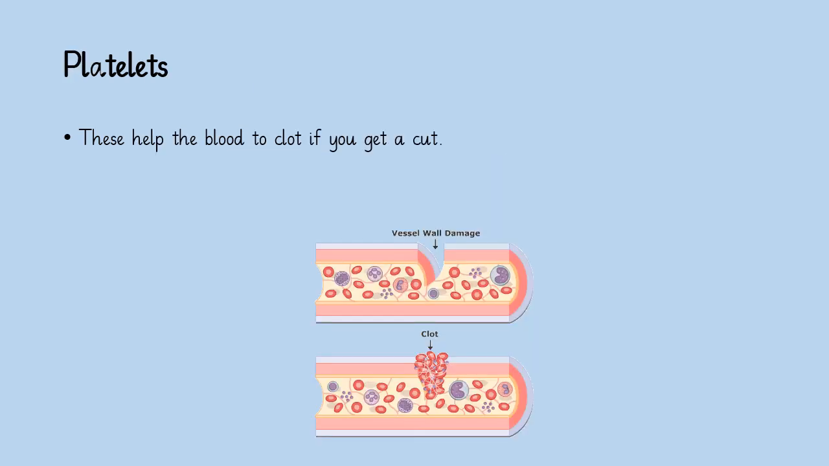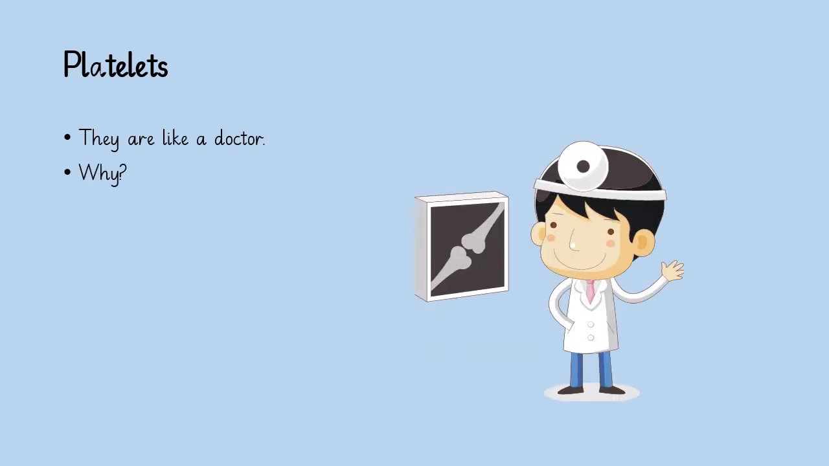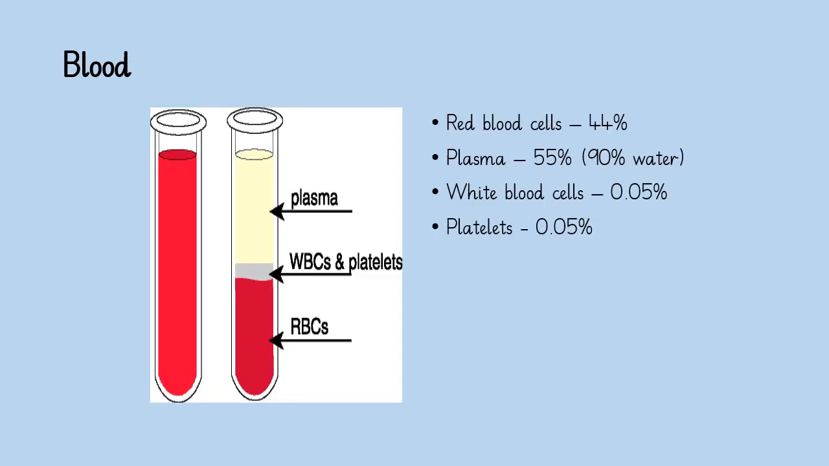Then we've got our platelets, and these help the blood to clot if you get cut. If you get cut, we know we bleed, but very quickly the bleeding stops and a scab forms. This is the job of the platelets. They can clot the cut so that more blood isn't escaping. So they're a little bit like a doctor. Why? Because they heal you when things are broken.